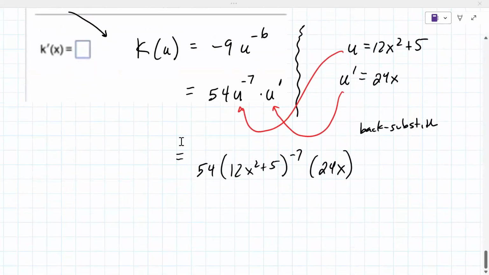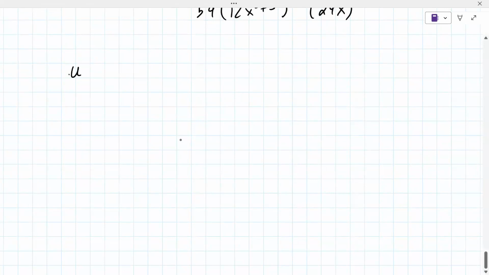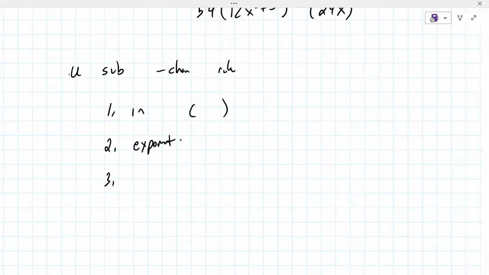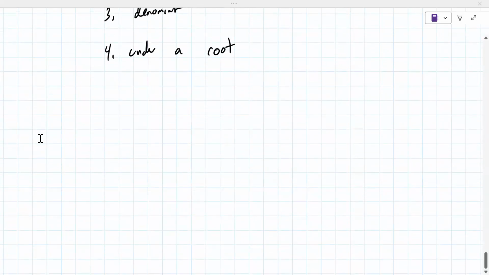All right. So, a lot of times students ask me, well, how do I know what u is? You know, what to make u for the chain rule? Well, there's some options. It's usually in parentheses. It's usually an exponent. It's sometimes in the denominator. It's maybe under a root. These are just guidelines. Okay. There's no 100% sure way of doing it, but I'll do my best to try to explain.